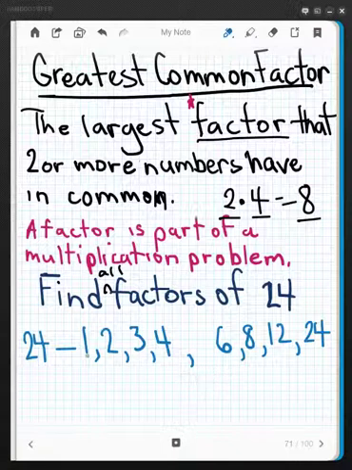So I start with the smallest number that goes into 24 and find its other factor. Then the next number, 2, that goes into 24 and its other factor, and 3 and its other factor, and 4 and its other factor. And then my next number to do would be 5, which doesn't go, and then 6 is already down, and so I'm finished. And so those are all the factors of 24.